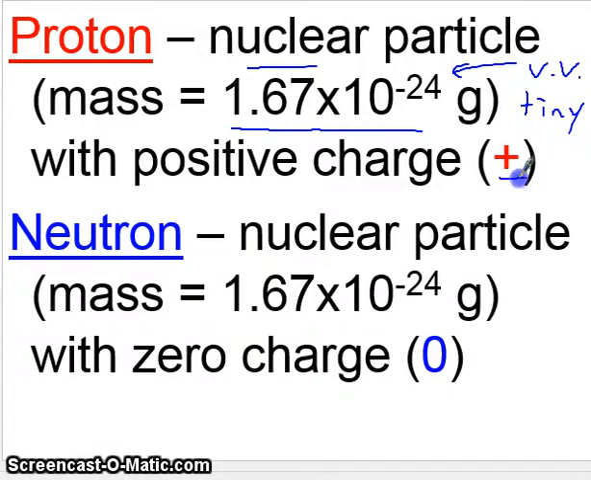And it has a positive charge. So again, its mass and its charge. The neutron is also a nuclear particle, meaning it exists in the nucleus. Its mass is the same, notice, as the mass of a proton, the exact same mass. But its charge is 0. It is neutral, it has no charge. So these both exist in the nucleus of the atom.